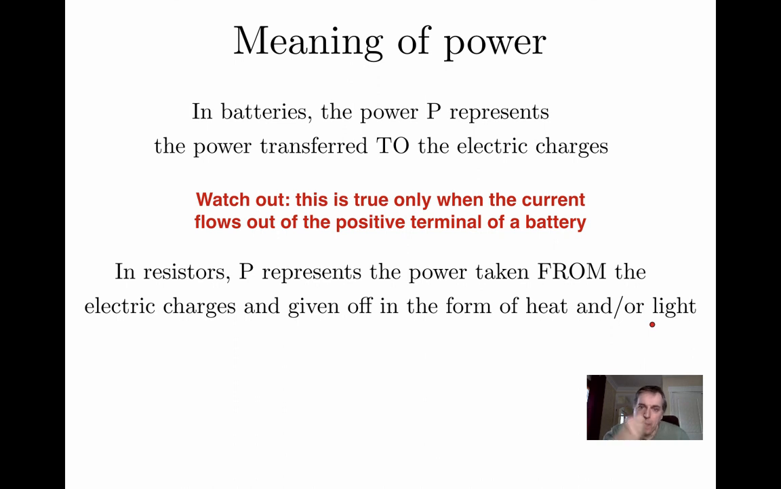For example, if you have a light bulb, the source of light is really a small resistor that is so hot that it starts to radiate light, and the energy in the light comes from electrical energy that was in the charges. So batteries give energy to the charges, and a resistor takes energy out of the charges, and the power represents the energy per amount of time. So that's about it for power.